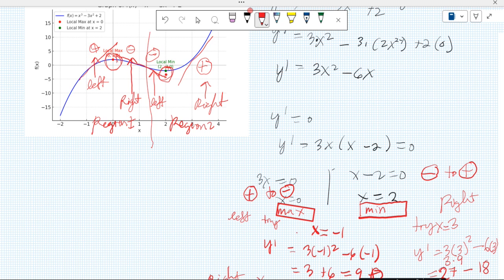So in the next presentation, I will show you how we test whether the graph is concaving downward or concaves upward, and that is with respect to the second derivative test.